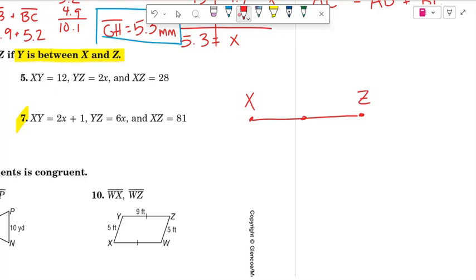And then it says y is between x and z. Do we know if it's right there in the middle, or if it's off to the right, or if it's off to the left? No. It just says it's between. So you can pick any spot on that line you'd like. Draw another point and label it y.